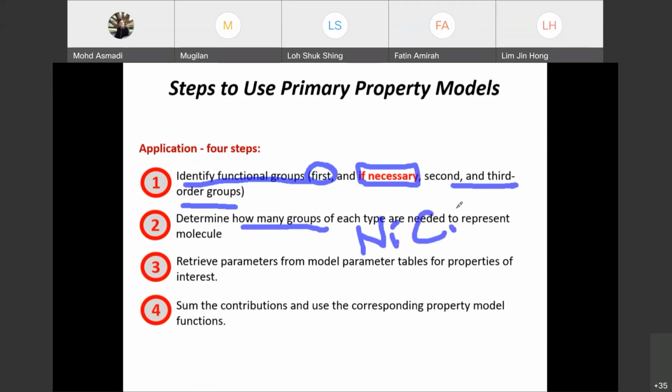C is the contribution. Retrieve the parameter from the model parameter table for the property of interest, and this is the contribution. Sum the contributions and use the corresponding property model function. So if you have first order and second order, you have to sum all the group contributions and the occurrences. Is it clear? Okay, let's see the example.